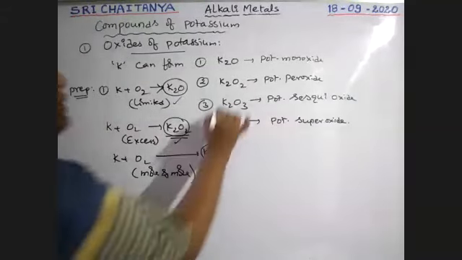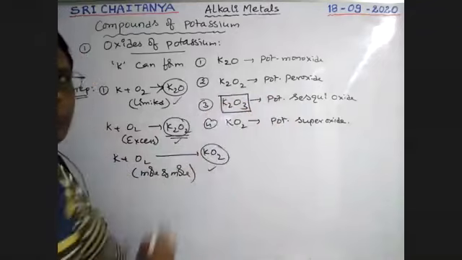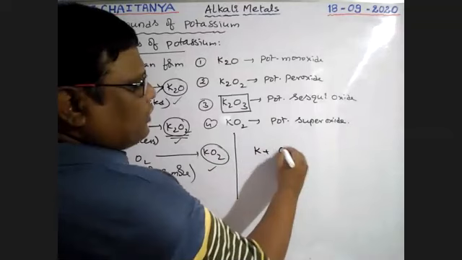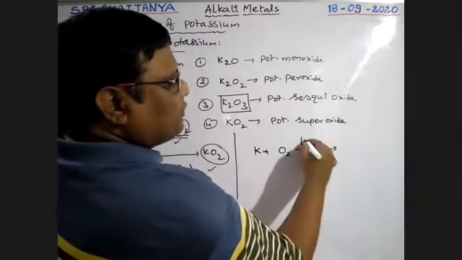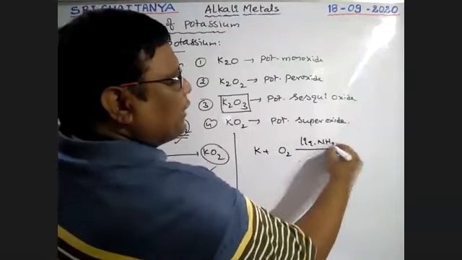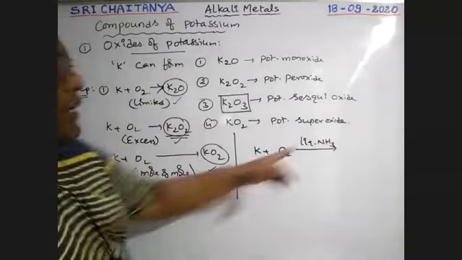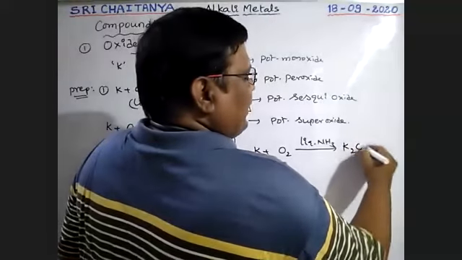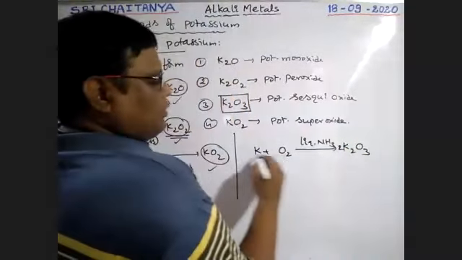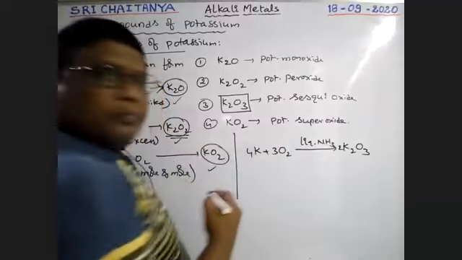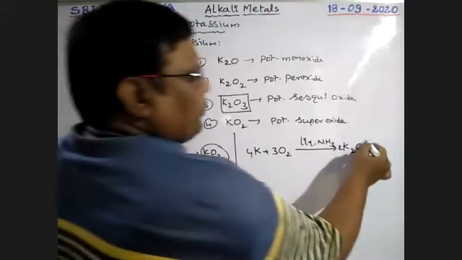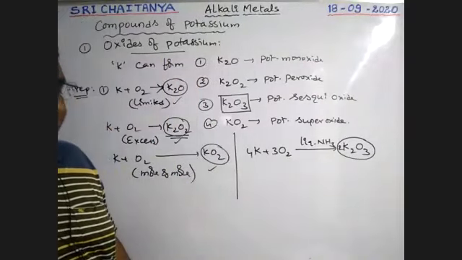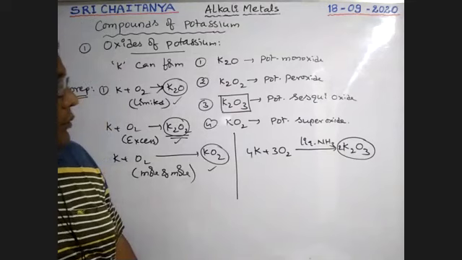Now, what is the preparation of K2O3? That preparation is also similar, boys. Potassium reacts with oxygen in the presence of liquid ammonia. In the presence of liquid ammonia, when potassium reacts with oxygen, that gives potassium sesquioxide. So it is 4 moles of potassium and 3 moles of oxygen for 2 moles of K2O3. That is the way to prepare potassium sesquioxide, K2O3.